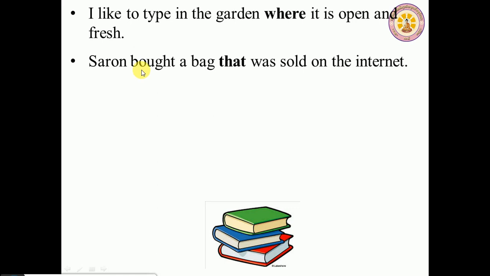Okay, another example: I bought a bag that was sold on the internet. So that was sold on the internet is the relative clause that adds more meaning to the noun bag. So it is an essential relative clause that adds more meaning to the noun bag. You cannot use a comma. We don't use a comma to separate the clause.